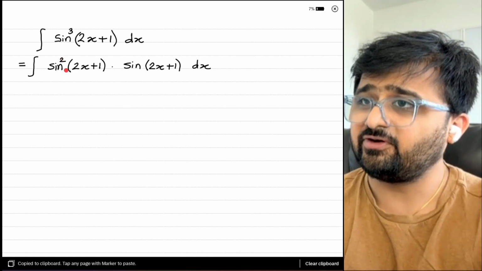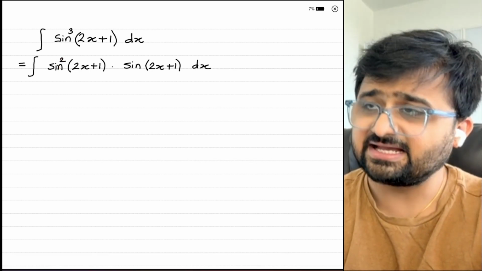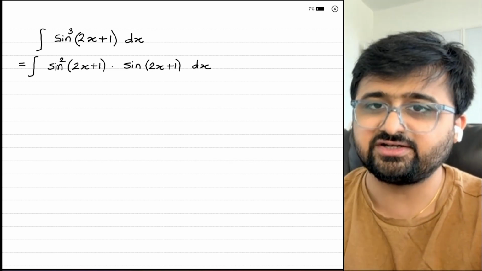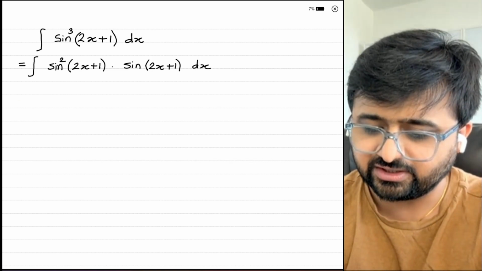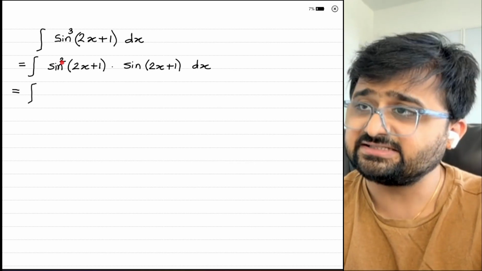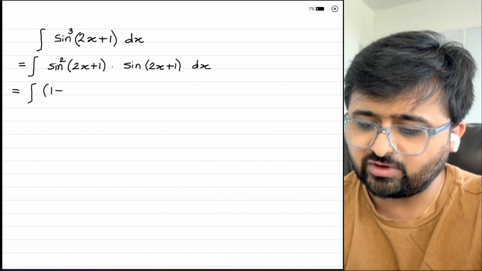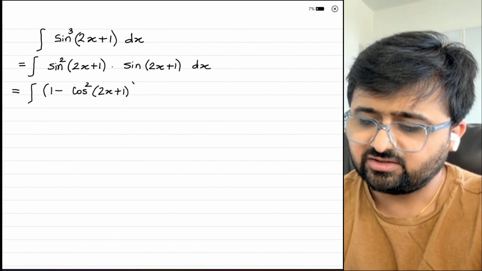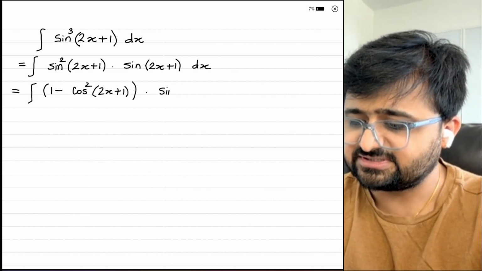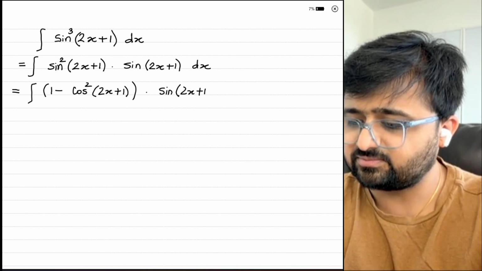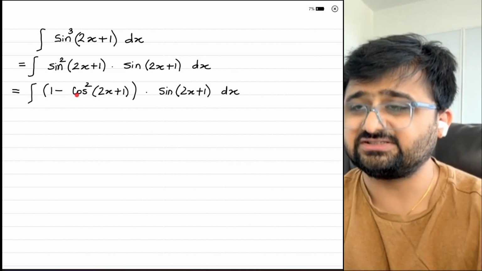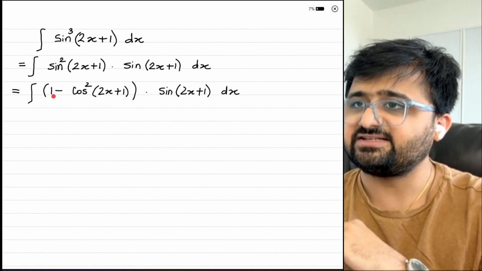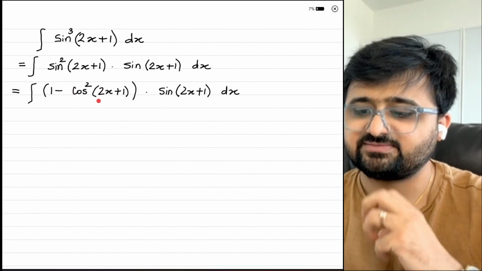Then, for whatever even power you have, in this case sine square, just convert it in terms of cos. If it was cos, just convert it in terms of sine, the other way around. So the sine square of this angle can be written as 1 minus cos square 2x plus 1, times sine of 2x plus 1 with respect to x. Because we know sine square theta plus cos square theta is 1, this sine square 2x plus 1 can be written as 1 minus cos square 2x plus 1.